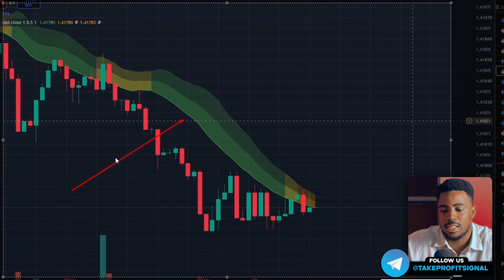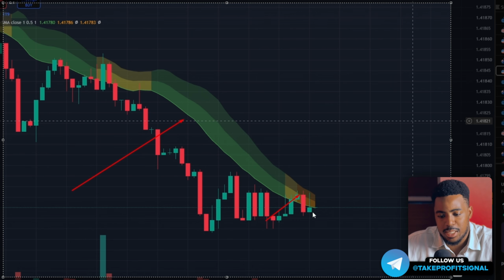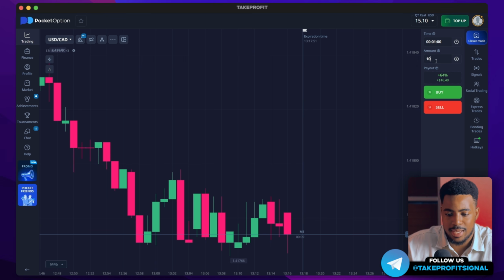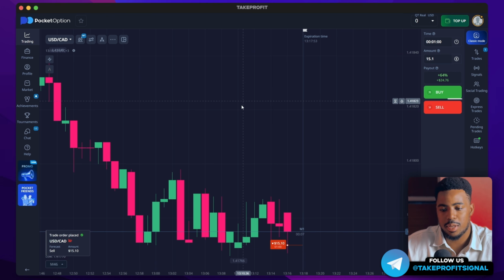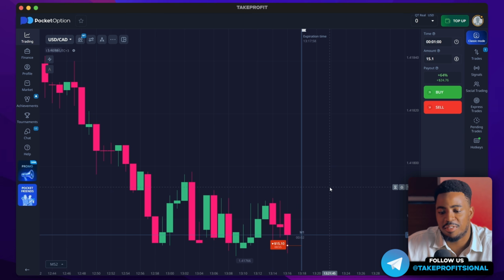Accordingly, our task is to wait for the moment when the price gets as close as possible to this level and to understand whether there will be a pullback or breakout. In this case, I expect a pullback from this level and a continuation of downward movement. So for the currency pair USD/CAD, $15, 1 minute, my position is open. I hope this trade closes confidently in profit.